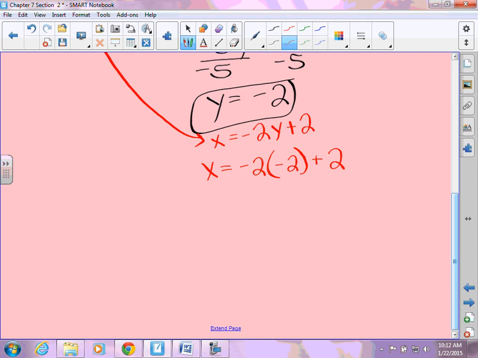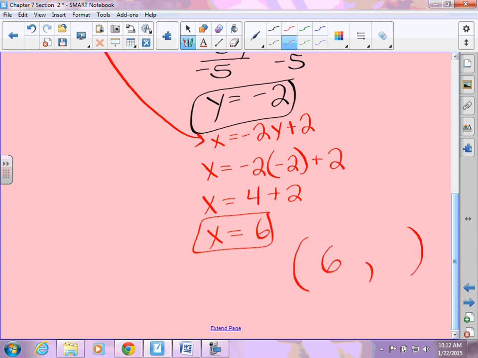X equals, what do I get here? 4 plus 2. X gives me 6. So my ordered pair then is 6 comma negative 2. And that's where those two lines intersect.